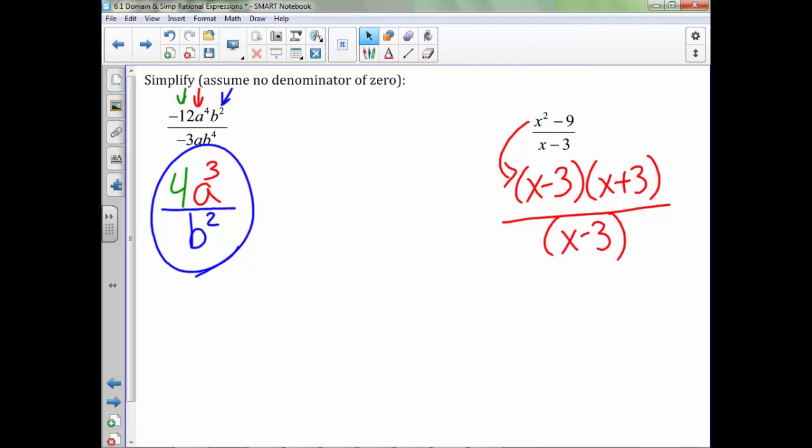Now notice there's an entire factor of x minus 3, so we can divide that from both. And notice we are left with just x plus 3. So as long as it's a whole grouping or a whole factor, we can divide it out.